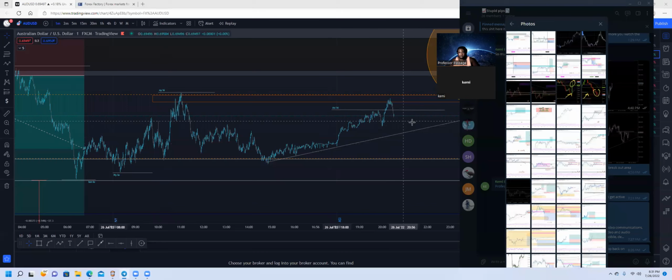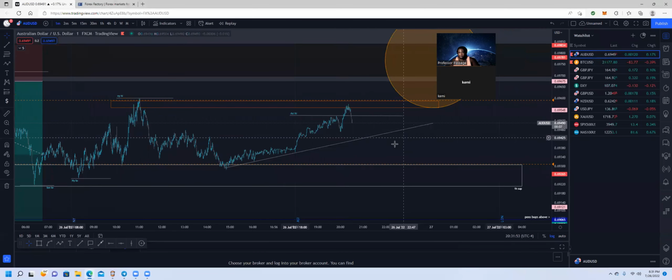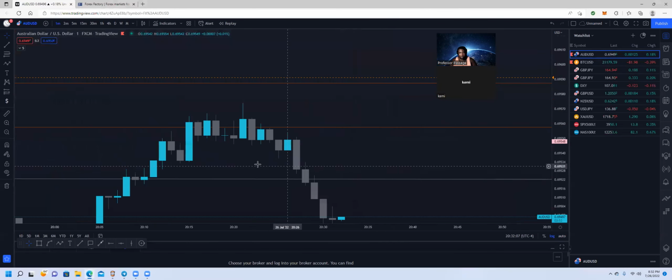But yeah, so right now, AU pump faking. We got to that level, so potentially, if I was ready to short from there, then I would have got in right down here once we started breaking lows. Go ahead and zoom in on that candle action right there.